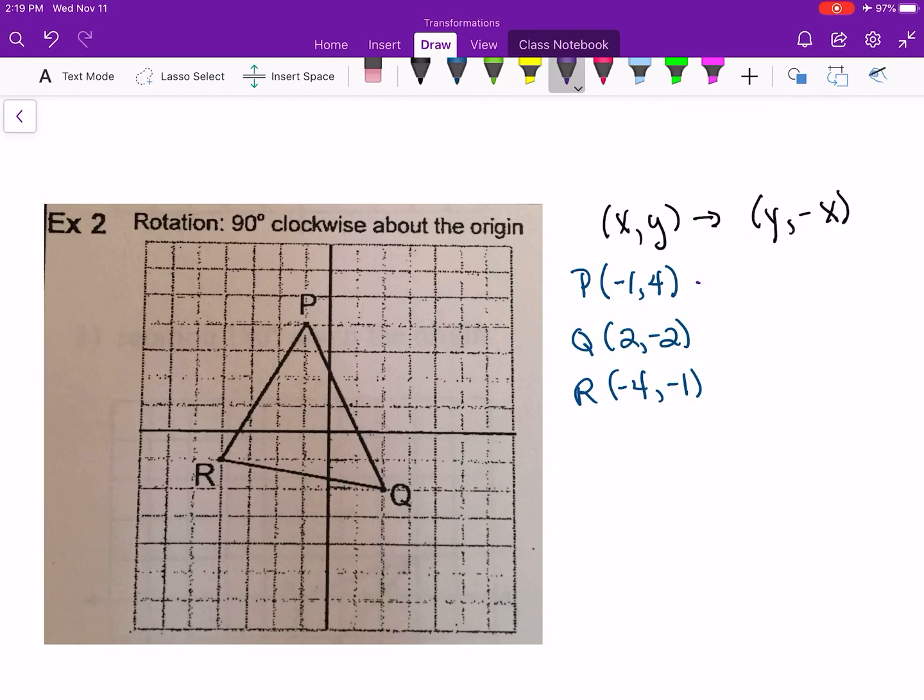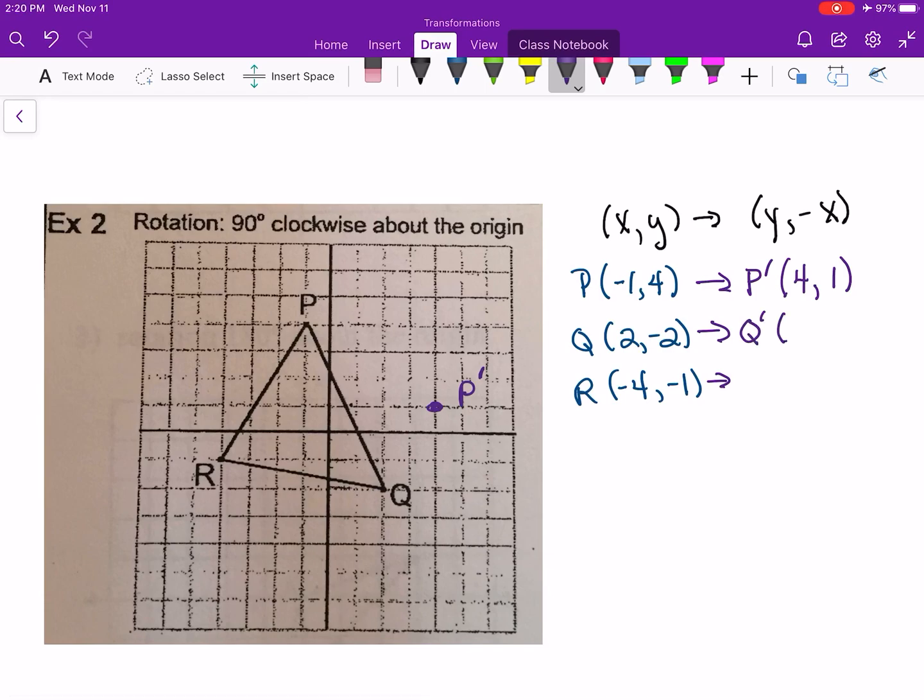Let's do our transformations. Here we go. To get P prime, it says take the y, that becomes our x coordinate. So I'm going to put the 4 first. Then look at the old x, the negative 1, change the sign. So it becomes a positive 1. And P prime is 4, 1. 1, 2, 3, 4, 1. I'm going to go ahead and graph these as we go because it's only 3 points. There's P prime. Q prime.